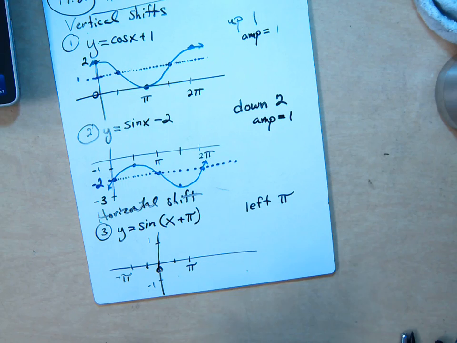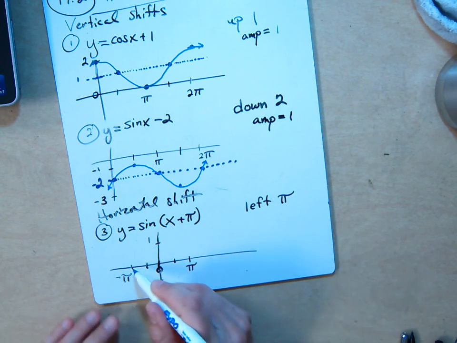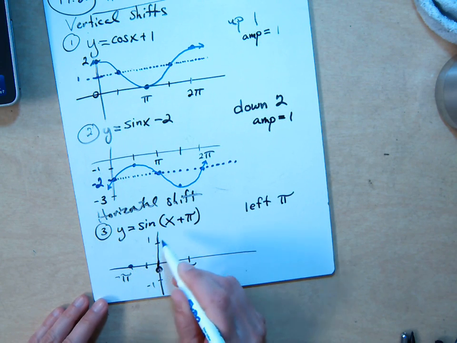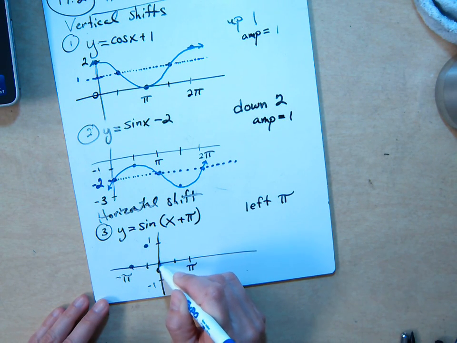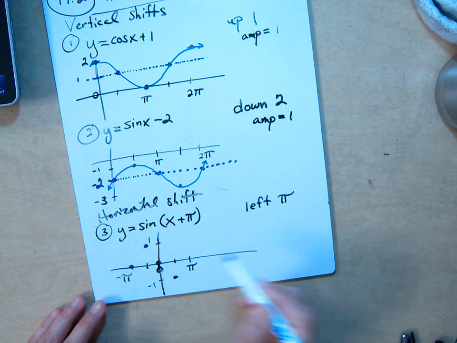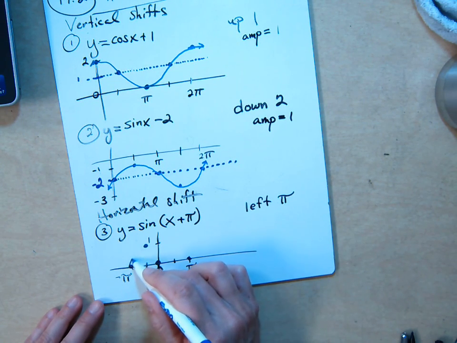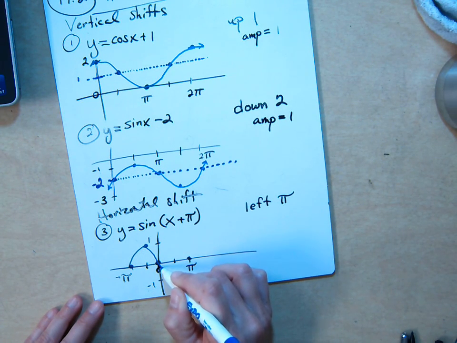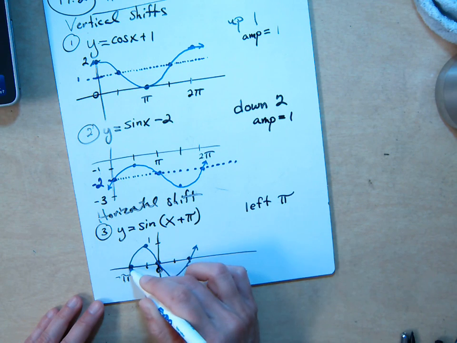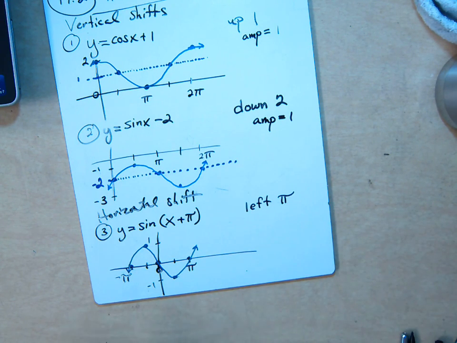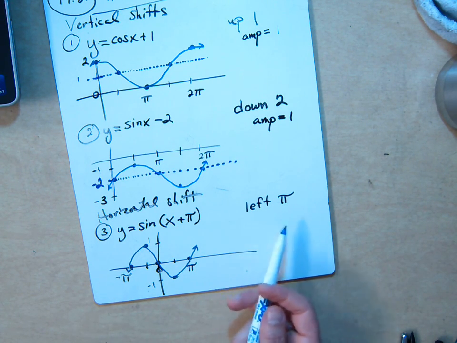So sine, do we start at the middle or the highest? Middle. So you go middle, middle, high, middle, low, middle. Middle, high, middle, low, middle. So it's just everything shifted to the left by pi. That's the only thing that's different.